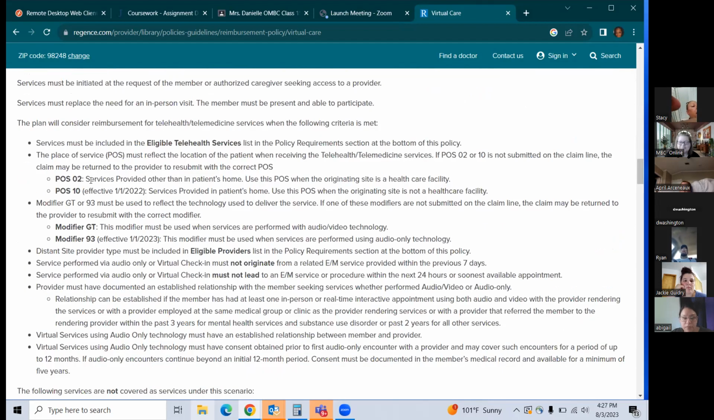It tells us our place of service 2, place of service 10, which are both telehealth places of service. And it tells us that modifier GT or 93 must be used to reflect the technology used to deliver this service. If one of those modifiers is not submitted on the claim line, the claim may be returned to the provider to resubmit with the correct modifier. So in this instance, your claim will deny because it is a requirement, meaning that it will not go through. If you put a place of service 10 or 2 on that particular claim and you do not put the applicable modifier that applies to that insurance company, that claim is actually going to deny.